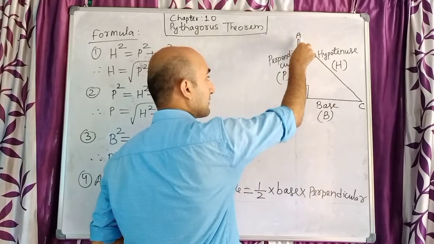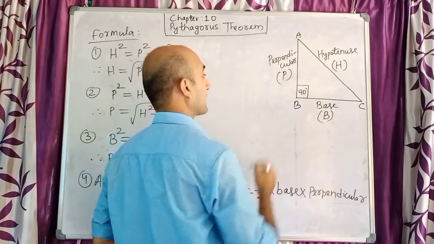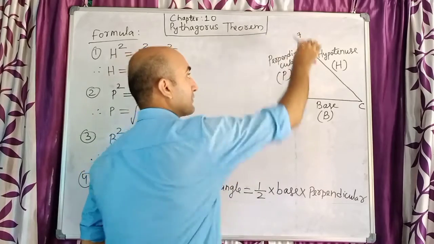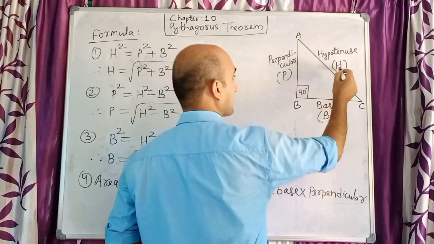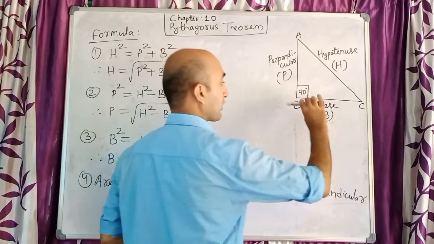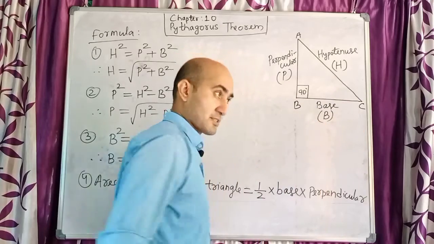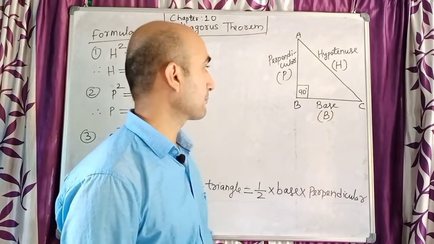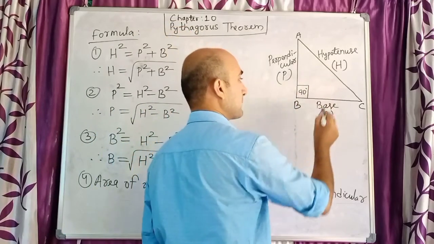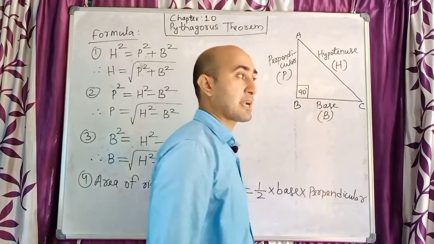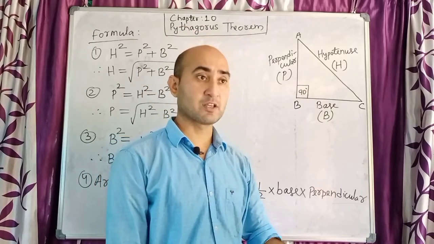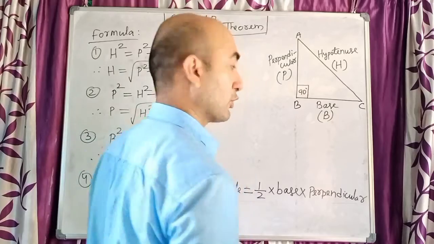The standing portion is called perpendicular. The straight standing portion is perpendicular. The slanted portion is called hypotenuse, denoted by letter H, perpendicular by P, and the lower part is called base, denoted by letter B. Out of these three sides, if two sides are given, the third side can be easily found. Pythagoras theorem will help us to find the value of the sides.